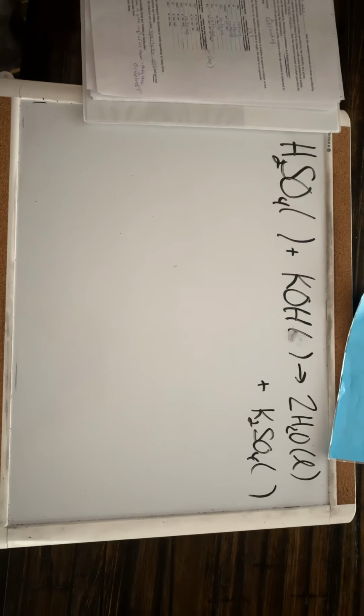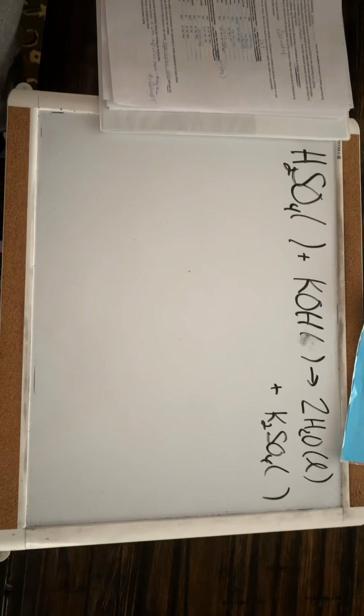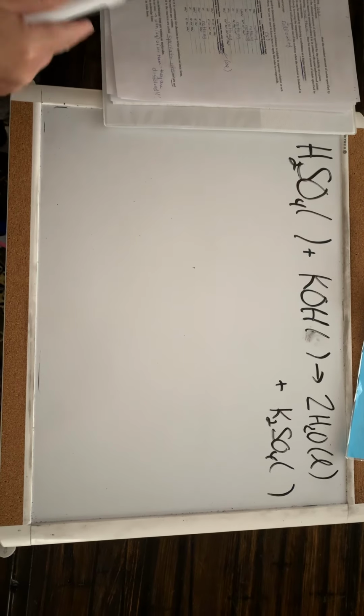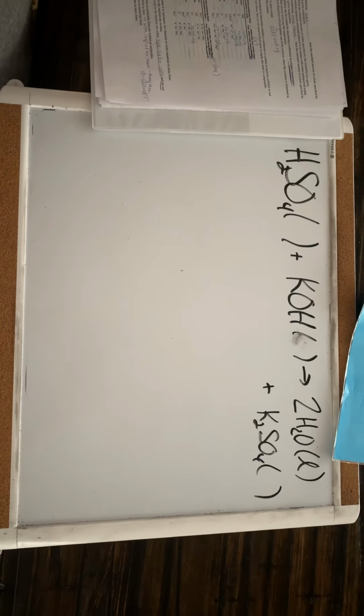Okay, so I'm going to show you how to do a net ionic and a complete ionic equation. The complete ionic equation is everything. The net ionic, you take out the spectator ions. I'm going to show you what that means in a minute. Now, these are your notes, solutions in net ionic.